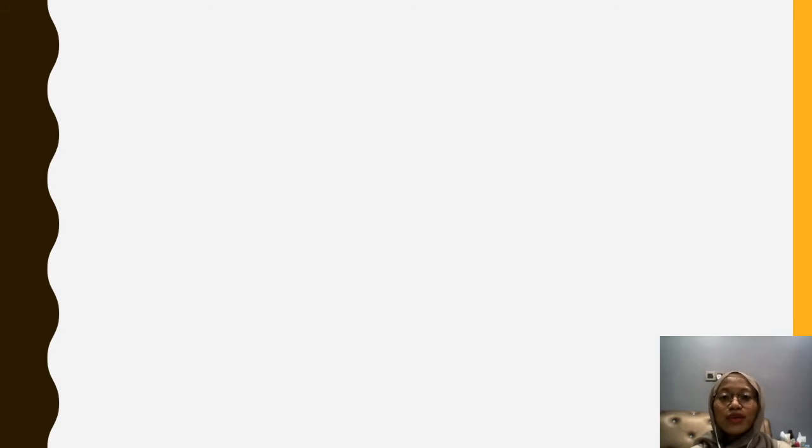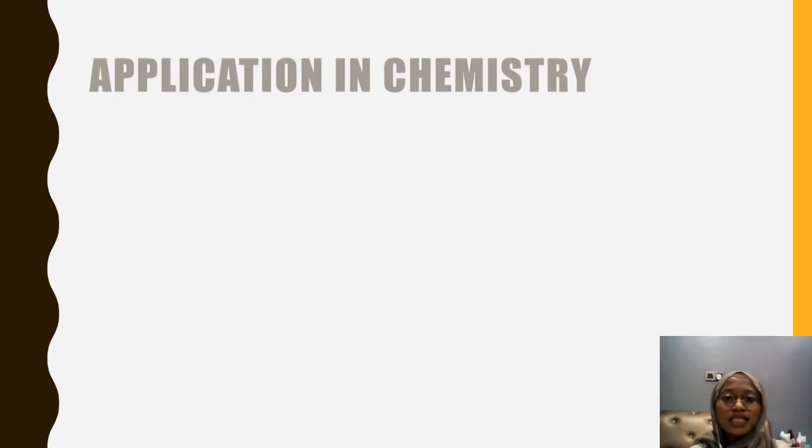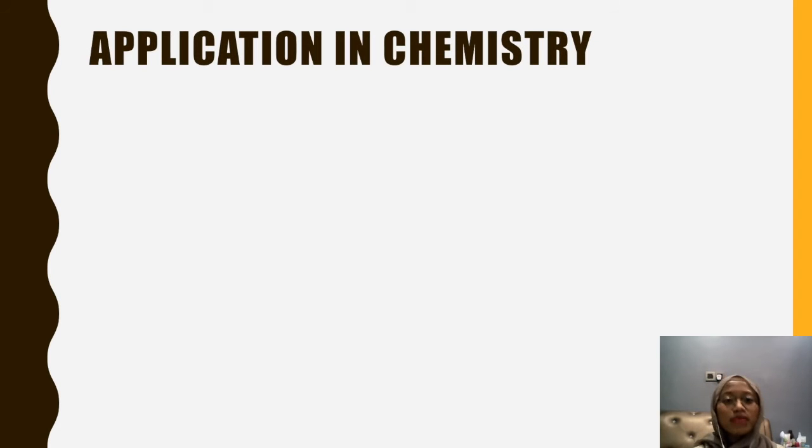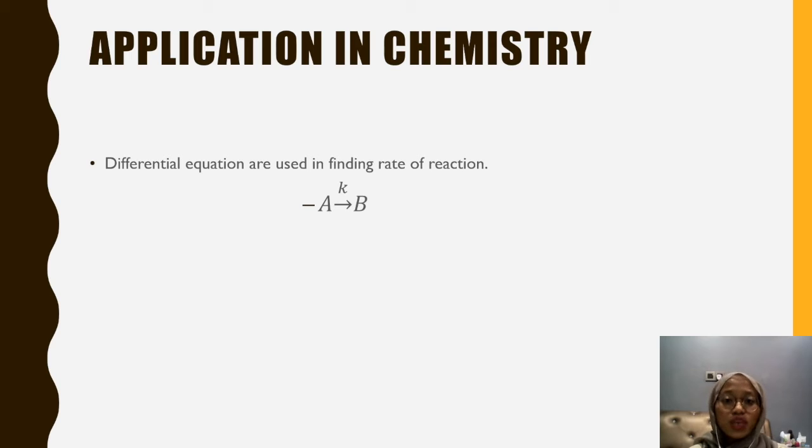So now I'm going to explain about the application of differential equation in chemistry. Differential equations play a central role in the mathematical treatment of chemical kinetics. Differential equations are used to calculate the rate of reaction. So from this, we can say that the constant k is the rate constant of the reaction and is a measure of how fast or slow the reaction is.